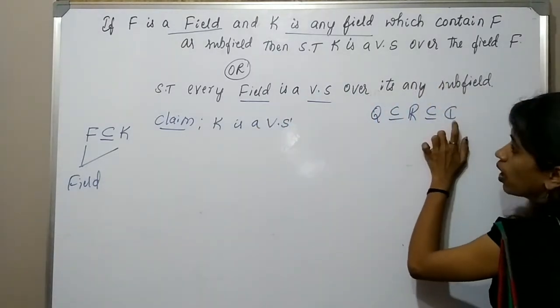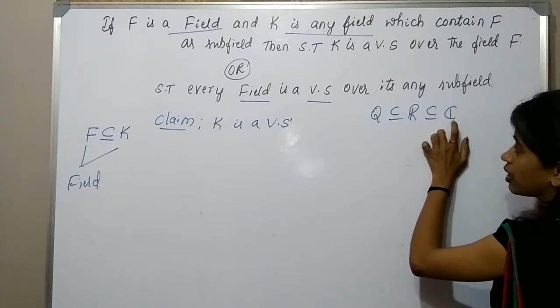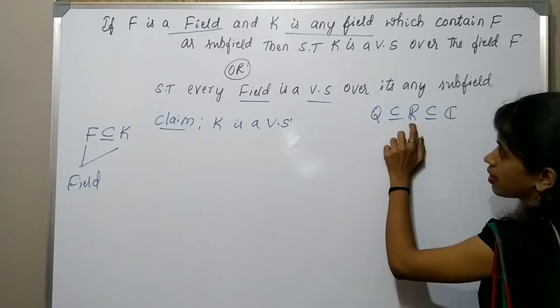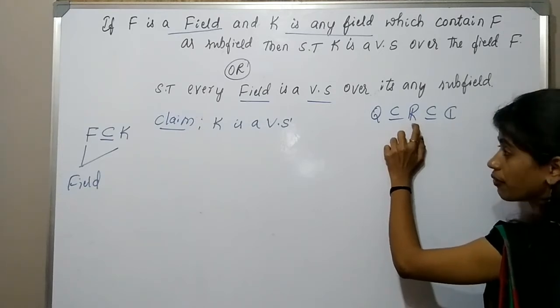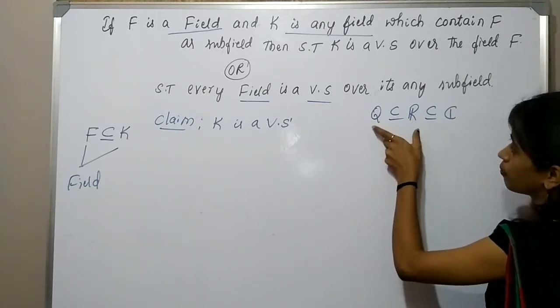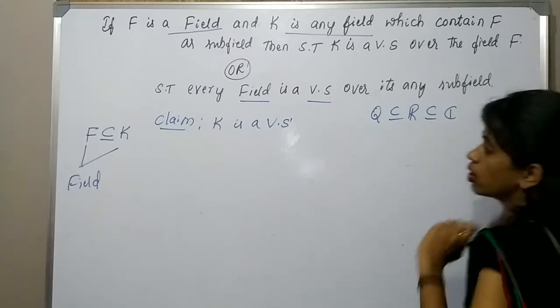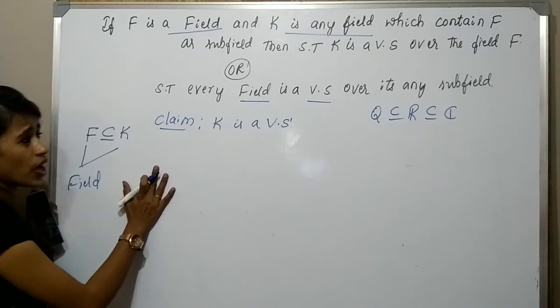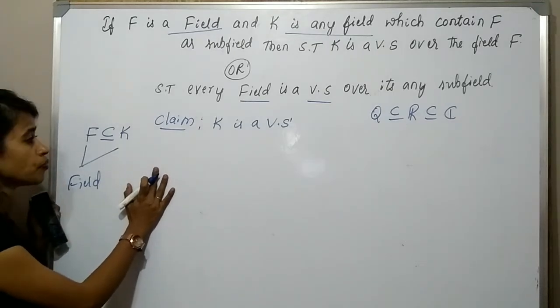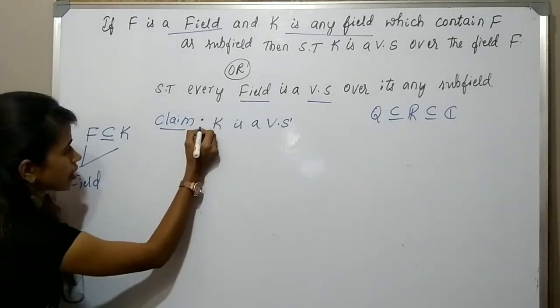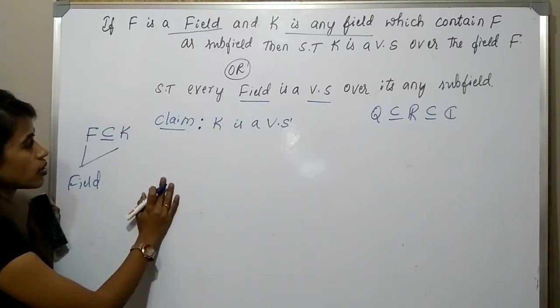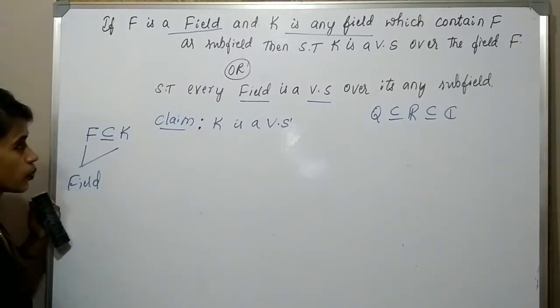C is also a field. In fact, it forms a vector space over its subfield R. R is a field. It forms a vector space over its subfield Q. That is the question. So we have to show that K is a vector space. This is a very easy question. So if this question comes in the exam, don't skip it, because this is a very easy question in vector spaces.